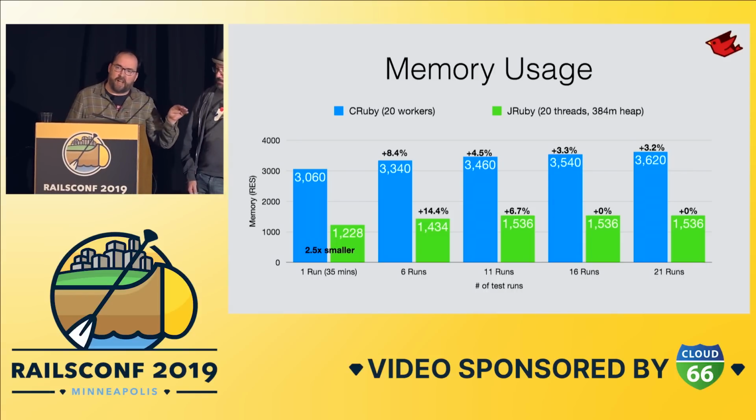So I believe that MRI will eventually top out on memory, but I didn't want to run it that long. In general, at 20 workers, we're using about half the memory. Going back to Charlie's example with an extra large EC2 instance, we'd probably be running 40 threads, so that memory gap would keep getting larger.